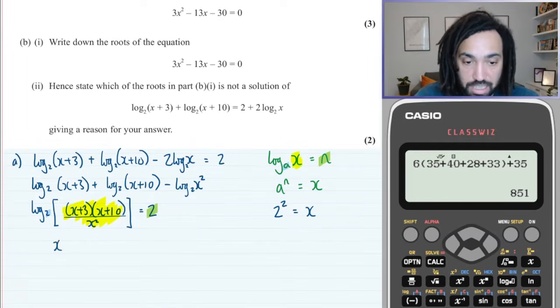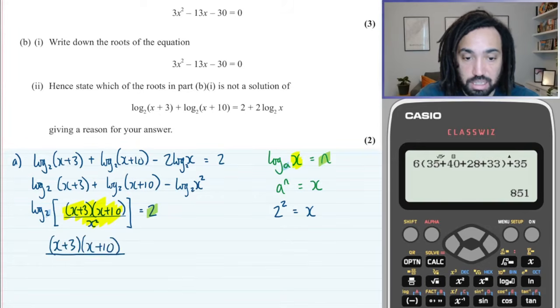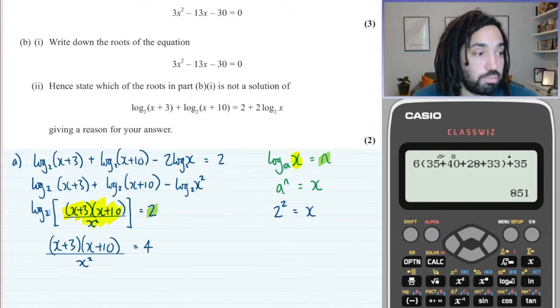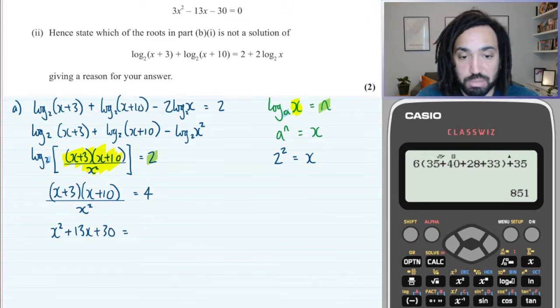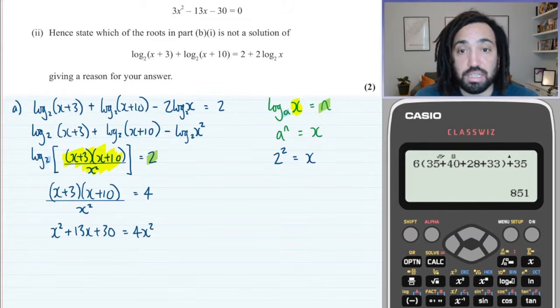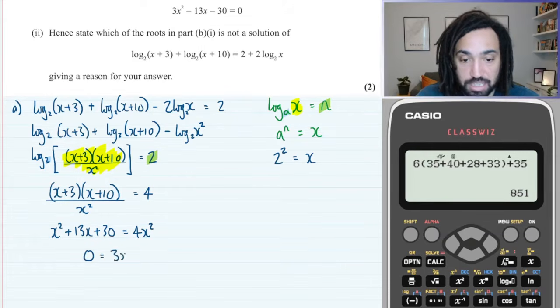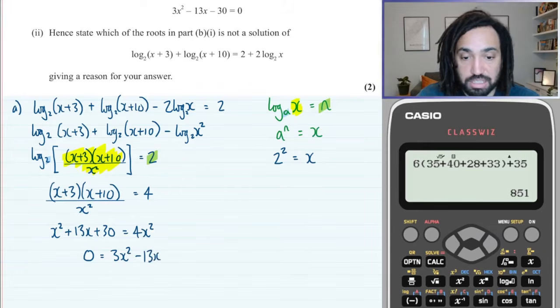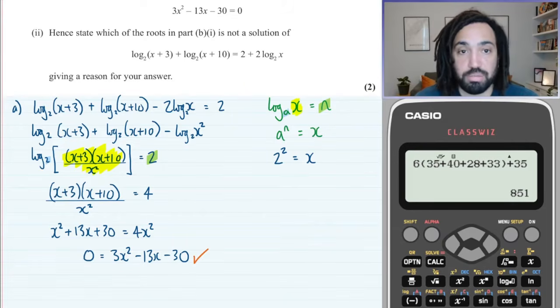Okay, so we can say that x plus 3, x plus 10 over x squared is equal to 4. We can then multiply through and multiply out as well. So let's multiply out the brackets on the top. We get x squared, we're going to get 13x plus 30, and we're also going to multiply both sides by x squared to clear that denominator. And then we're going to bring everything over to the right hand side in order to get a 3x squared minus a 13x and minus a 30. And that is exactly what we need. I can see it right at the top there, perfect.